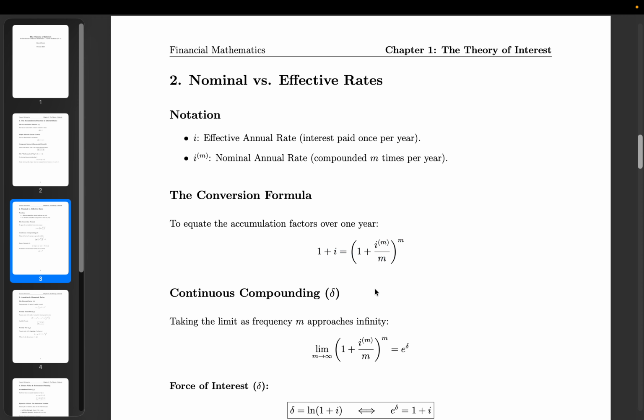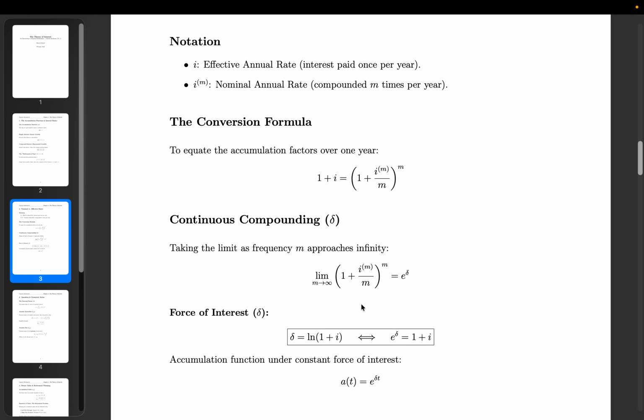The text takes this to the extreme limit. What happens if we compound every second, every millisecond, every picosecond, every nanosecond? We get continuous compounding. That brings us to the famous number e, or Napier's number. The formula changes to 1 plus i equals e to the power delta, where delta is the force of interest.